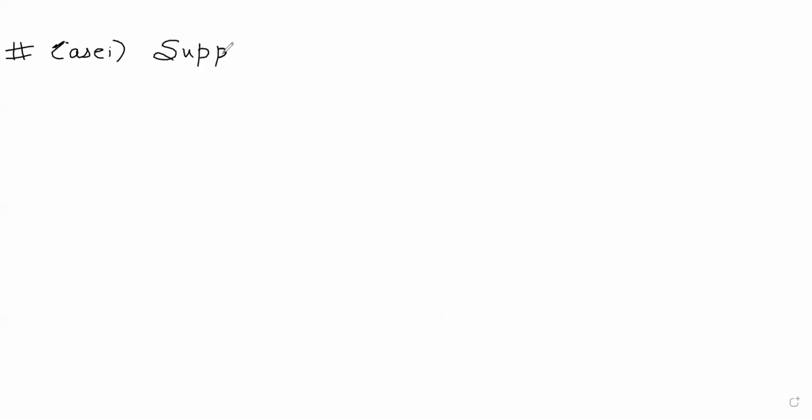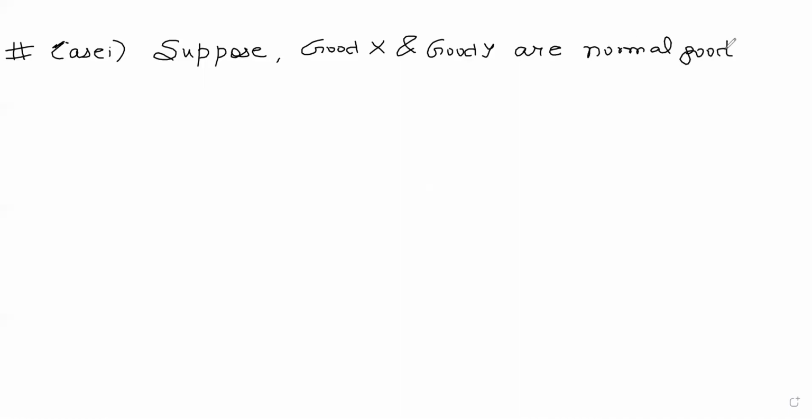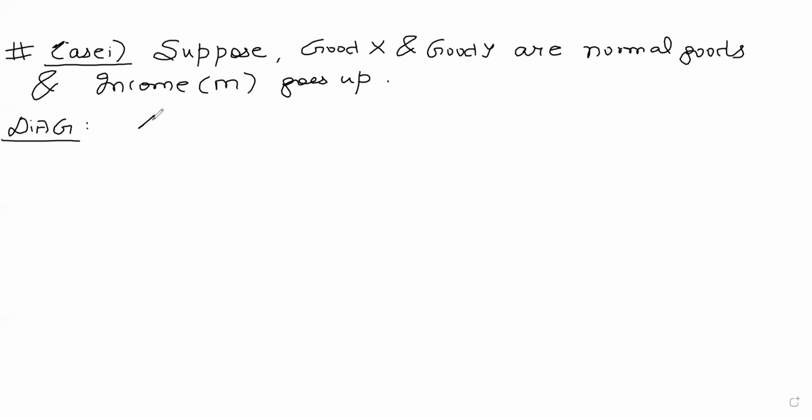Suppose good X and good Y are both normal goods, and the income, which we denote by M, and suppose the income of the consumer goes up. Can we plot a diagram and see what will happen to the optimal choice of the consumer? So guys, let's see what will happen to the optimal choice.